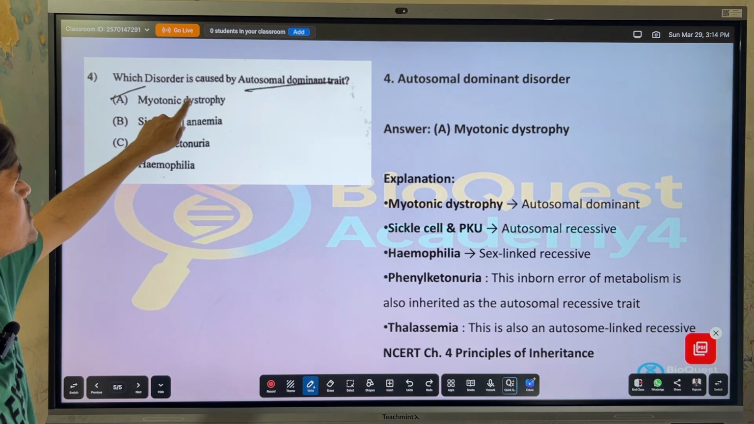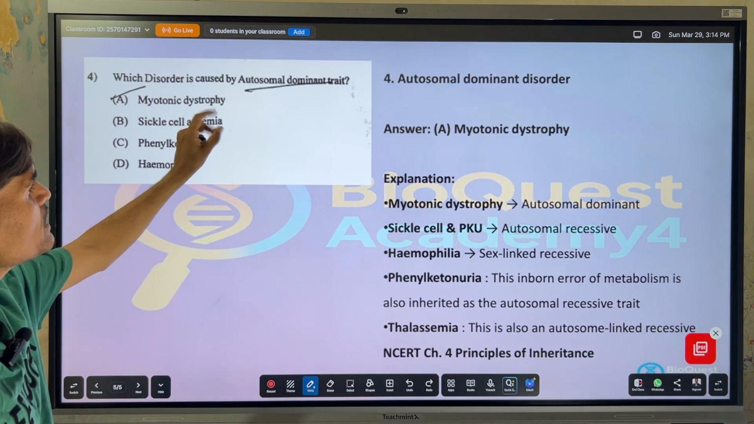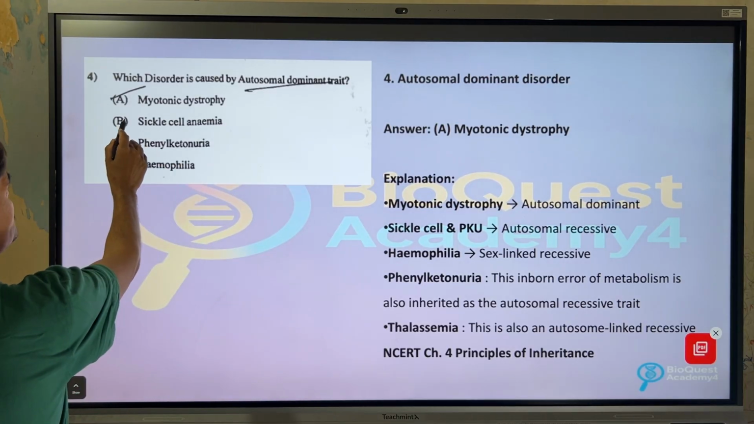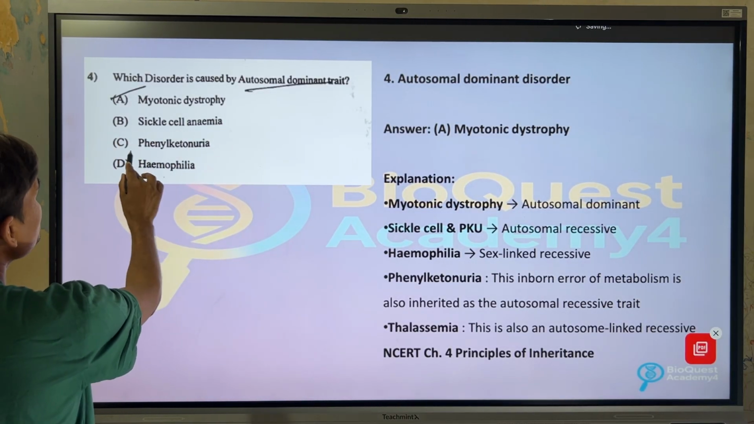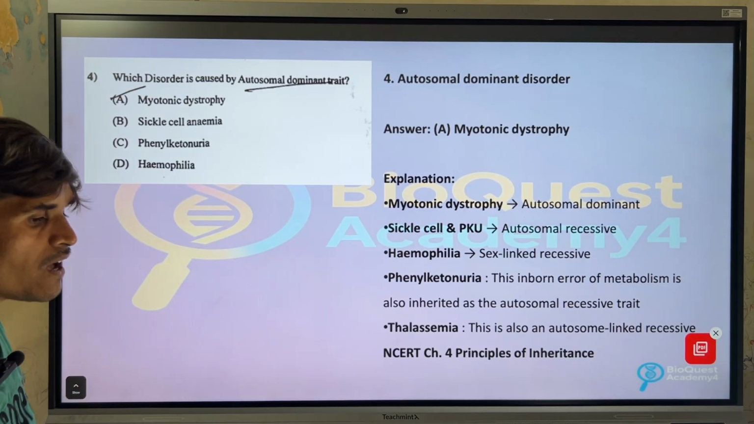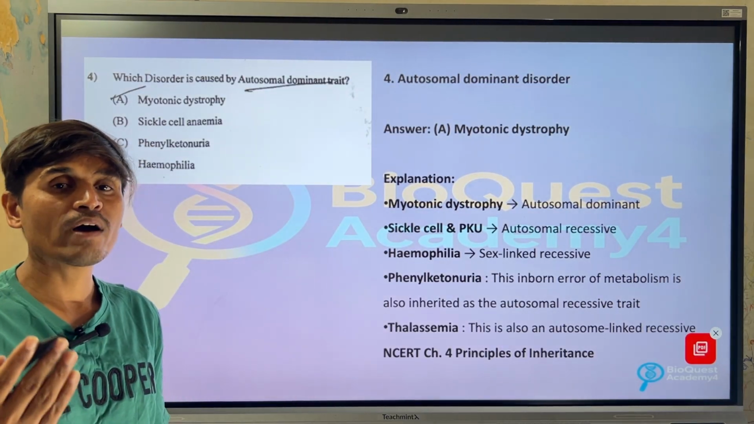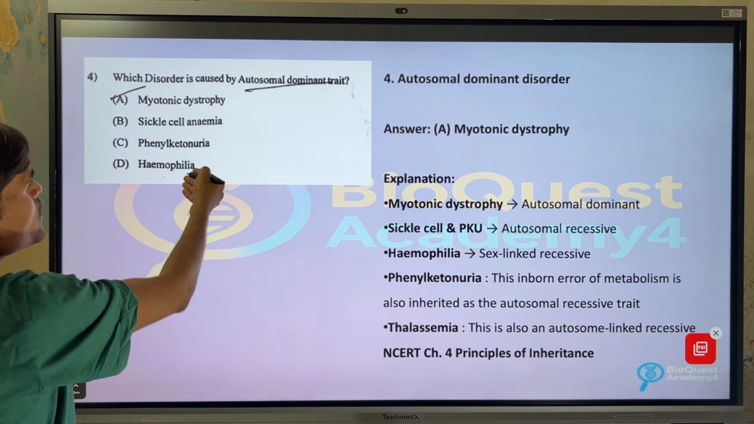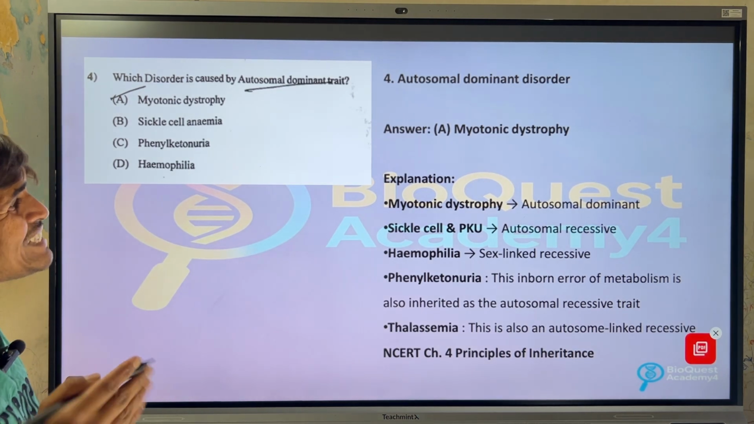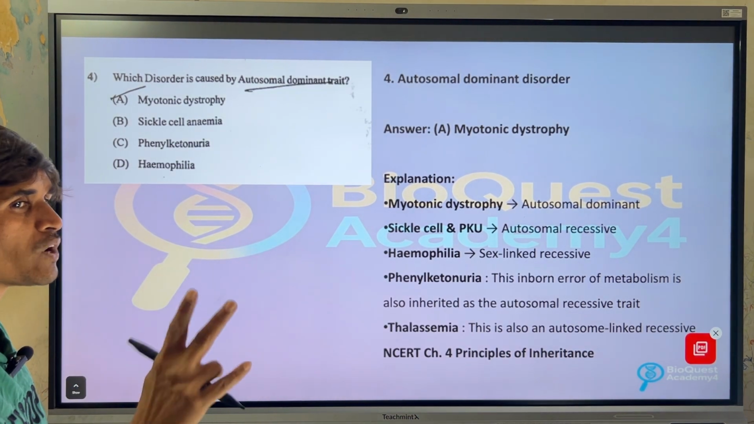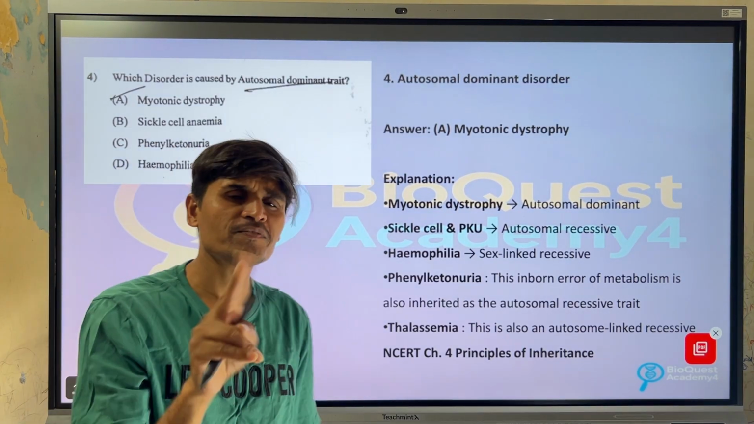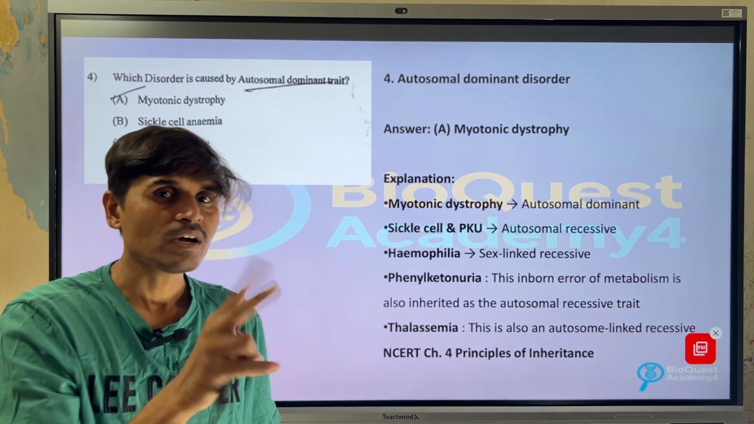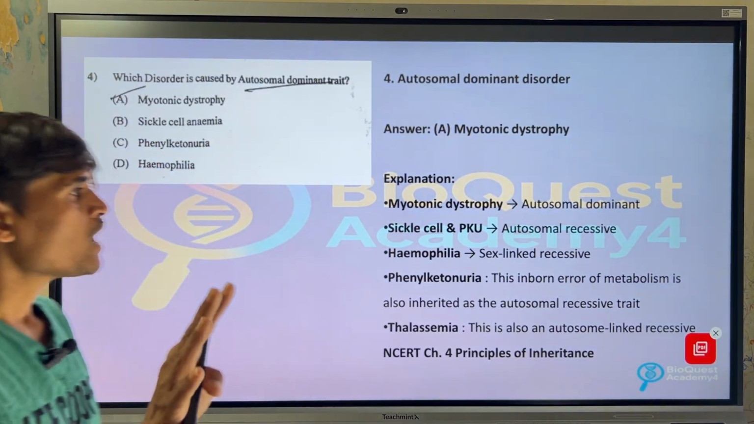Question number 4. Which disorder is caused by an autosomal dominant trait? Four options are given: myotonic dystrophy, sickle cell anemia, phenylketonuria, hemophilia. But before we answer, you should know everything. If you know all the options, it will be easy for you to answer. Sometimes if you know one or two diseases, you can do 50-50 when you know half the answer, that these two cannot be the answer and these two can be. So in that case, this will be helpful.